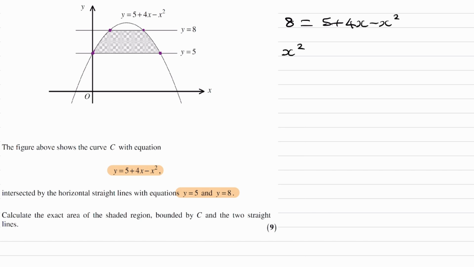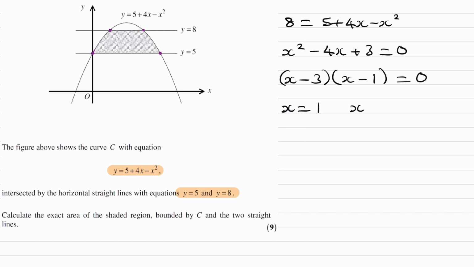I'll bring everything to the left, and then we end up with this. Factorize: two things that multiply to give 3 and add to give minus 4. And then the two solutions would be x is 1 and x is 3. So this is 1 and this is 3.